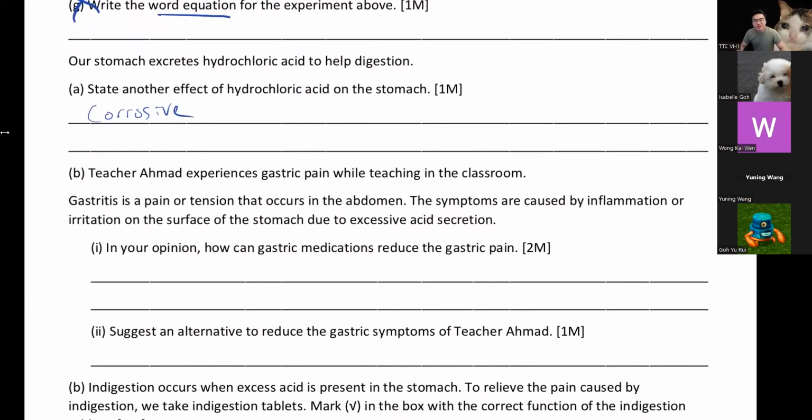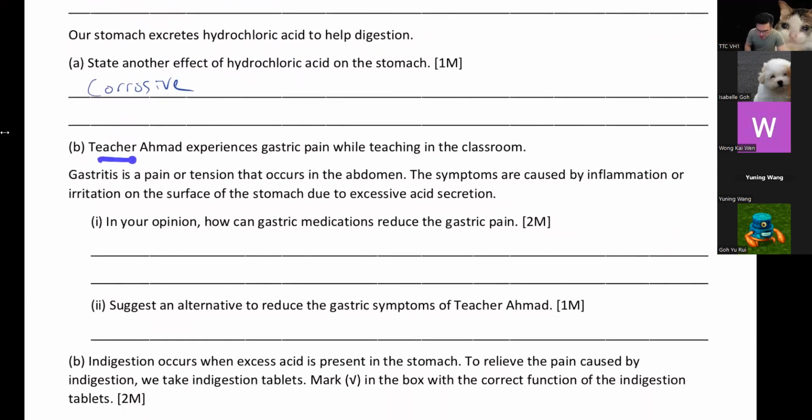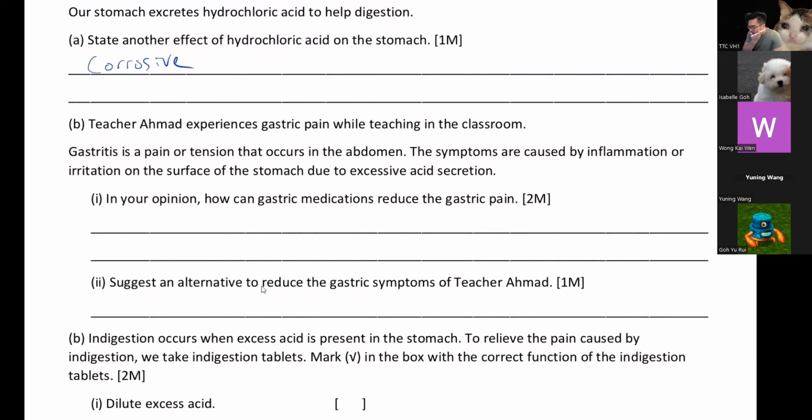Okay, next. Yeah, what's up? Okay, B. Teacher Ahmad experiences gastric pain while teaching in the classroom. I love studying biology lah, but biology is the subject I suck the most at. I mean, not as in I fail. I still got A for my biology, but among all the 3 subjects, biology is the one that I spend the most time on, and it's the least rewarding. Hate it. That's why I don't study. My major in university has nothing to do with bio. I went for engineering. Biology is not really my stuff, because it's very long-winded. I don't like to explain stuff long.